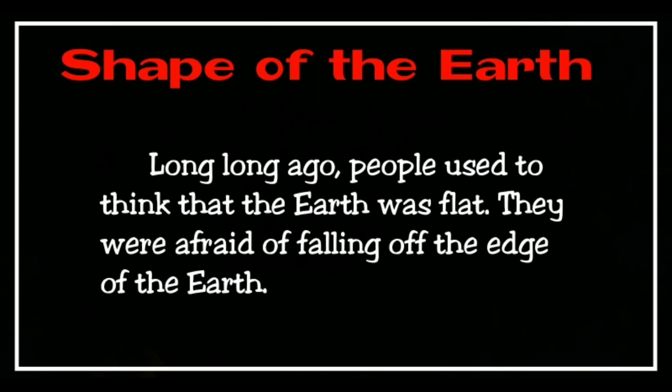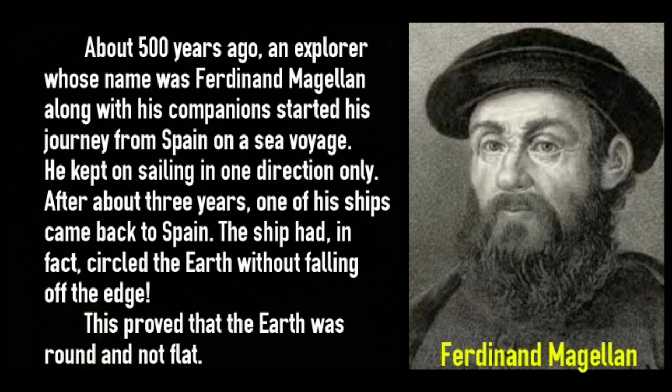Shape of the earth. Long ago, people used to think that the earth was flat. They were afraid of falling off the edge of the earth. About 500 years ago, an explorer whose name was Ferdinand Magellan, along with his companions, started his journey from Spain. On a sea voyage, he kept on sailing in one direction only. After about 3 years, one of his ships came back to Spain. The ship had, in fact, circled the earth without falling off the edge, and this proved that the earth was round and not flat.